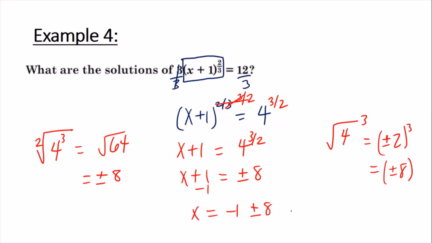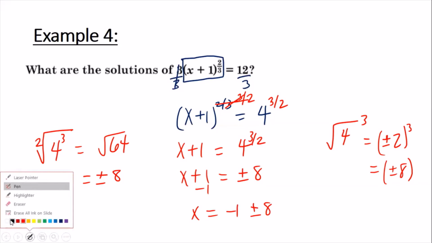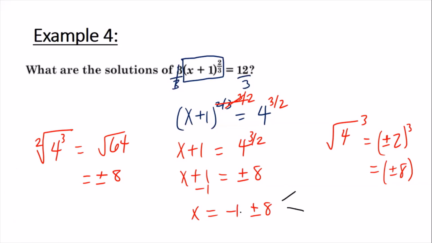And we talked about this during our square root unit. That means you have two answers, right? One when you add 8 and one when you subtract 8. What's -1 plus 8? 7. What's -1 minus 8? -9. So our two answers are 7 and -9.